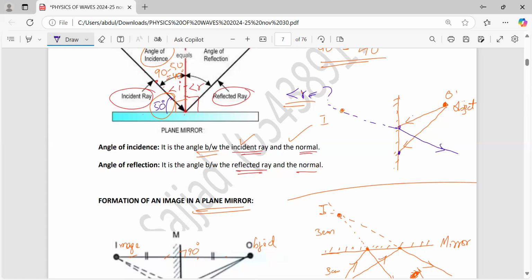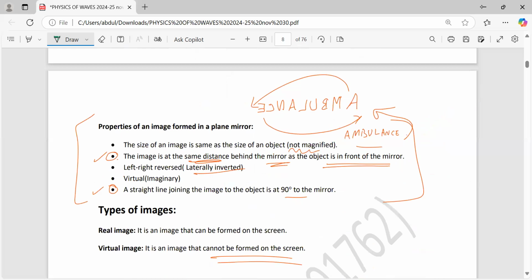Now similarly from the other point here, that is the reflected ray, and both of these rays have intersected over here. That is the place of the image. And if I join the object to the image, it is a straight line making an angle of what? 90 degrees. Please, this is the way to draw the image in a plane mirror by making use of only two rays, 2 points. One point is the image is the same distance behind the mirror as the object is in front of it, and the second point is a straight line joining the image to the object is at 90 degrees to the mirror. Please comment on this.